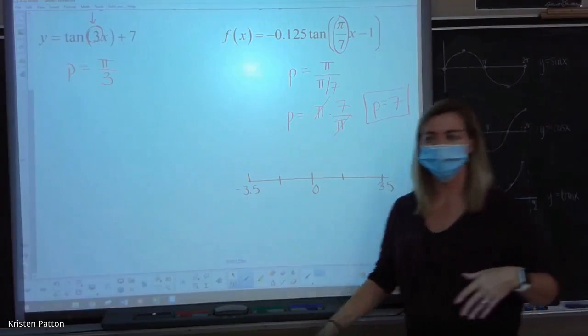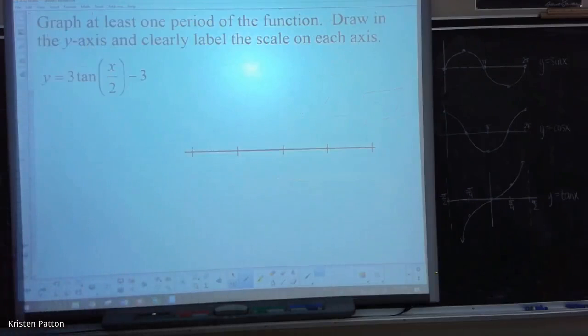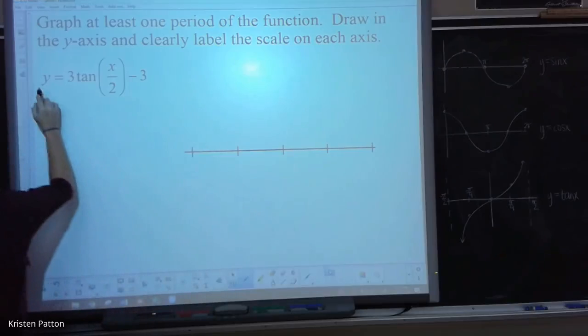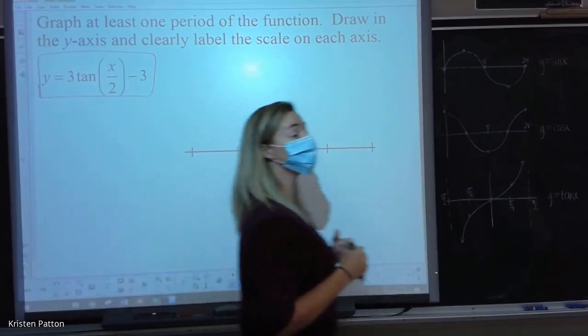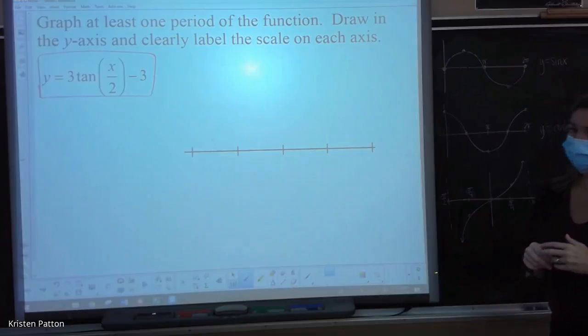Okay. All right, so let's do some graphing here. It says graph at least one period, just like yesterday. Well, I gave us 5 tick marks, so we're probably going to graph exactly one period. It says draw in the y-axis. Yesterday we gave you the y-axis because we knew where it was going to be. Well, with tangent, it's going to go in the middle, so we'll draw that in here in just a minute, or you can draw it now. And clearly label the scale on each axis. All right, so here we go. We've got y equals 3 tangent of x divided by 2 minus 3.